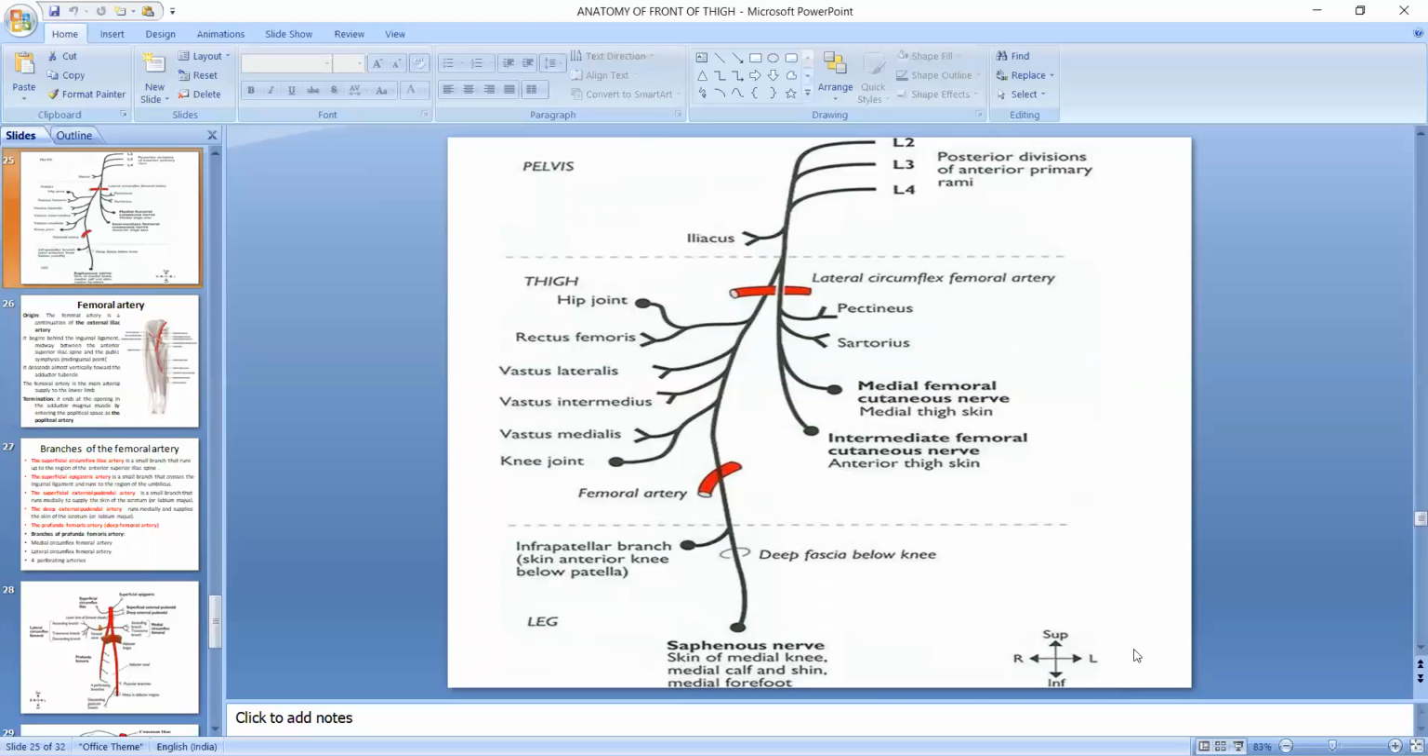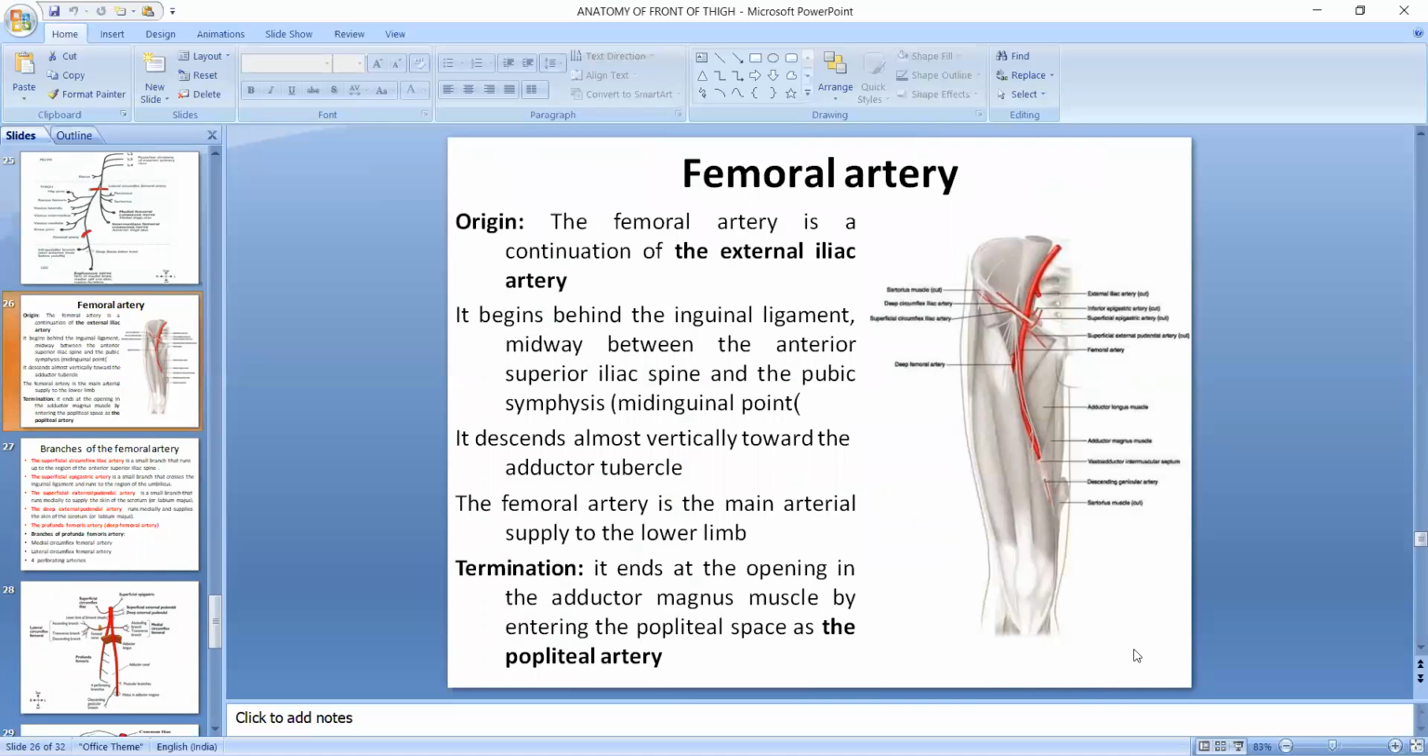We can see here the nerves, venous nerve, medial femoral cutaneous nerve, intermediate femoral cutaneous nerve, and all the muscles also. They are supplying the different kinds of muscles here.